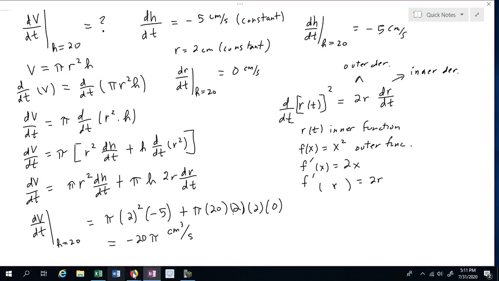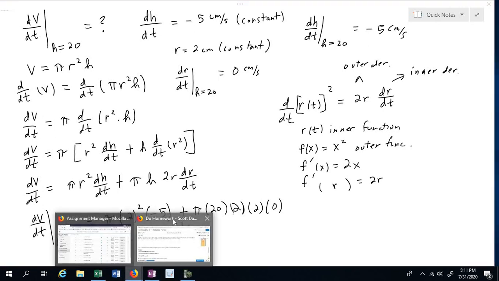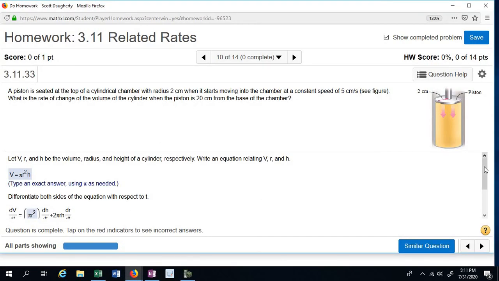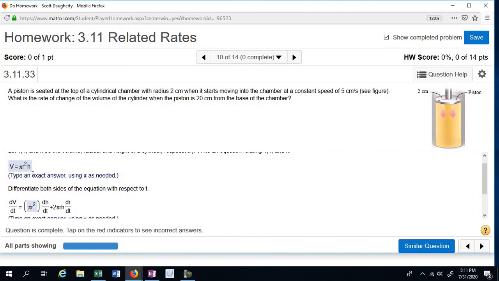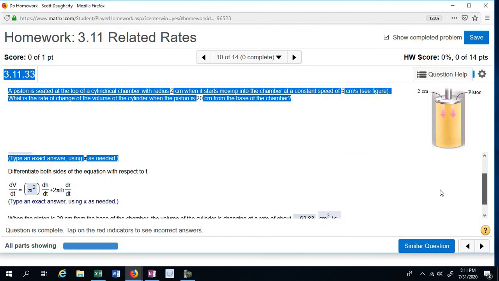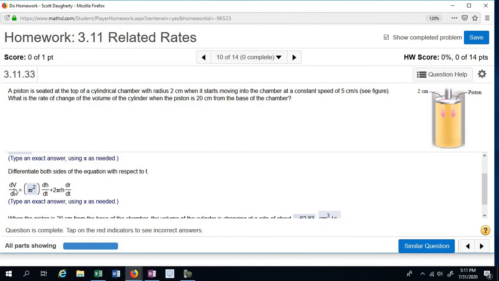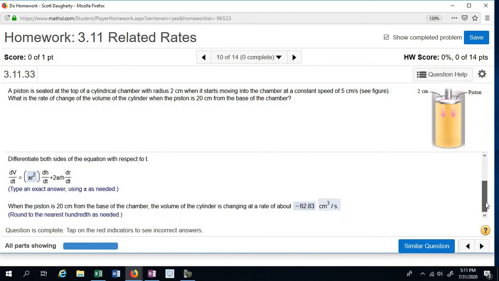Okay, and so let's just double check our answer in MyMathLab. You can see they ask you to give the foundational equation, which is the volume of the cylinder. And then the related rates equation, which we found, right, to be this. And then finally, they want the rate of change in the volume of the cylinder right when the height is 20, and that's the negative 62.83 cubic centimeters per second.